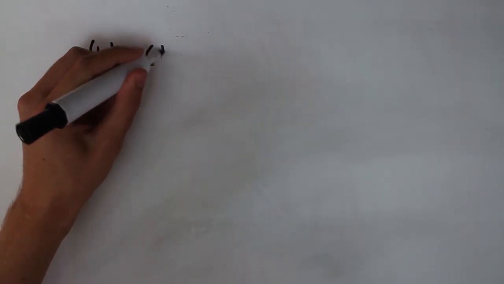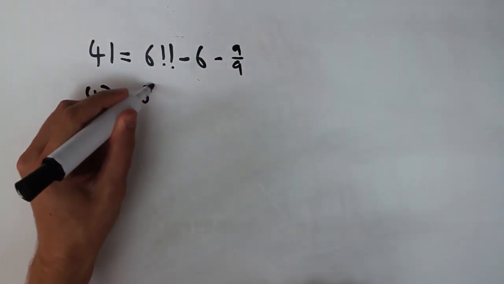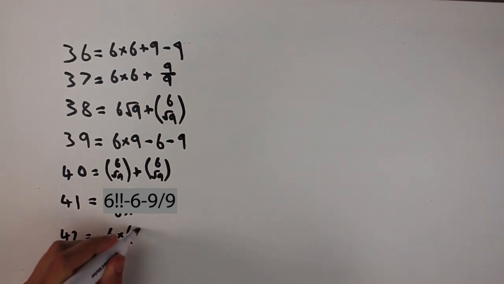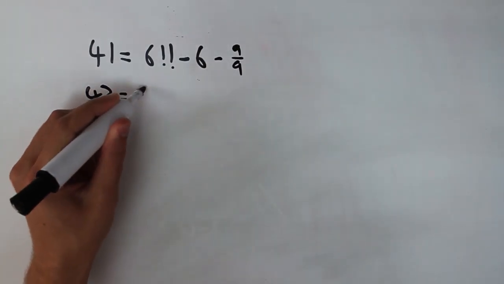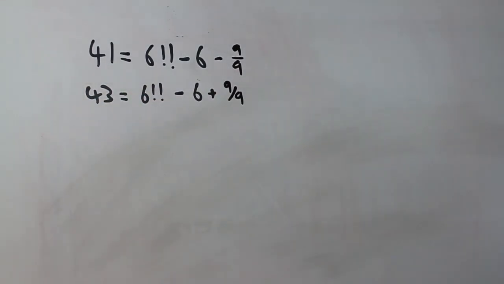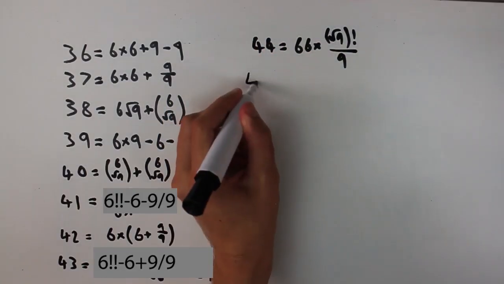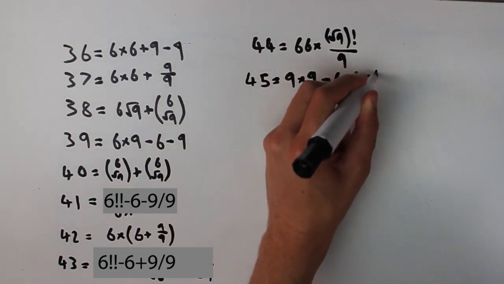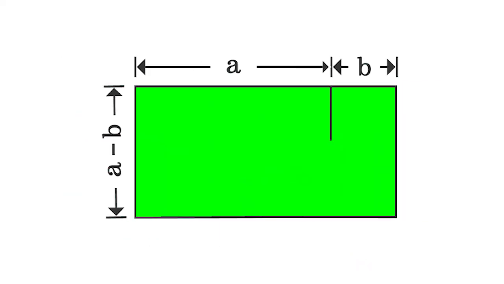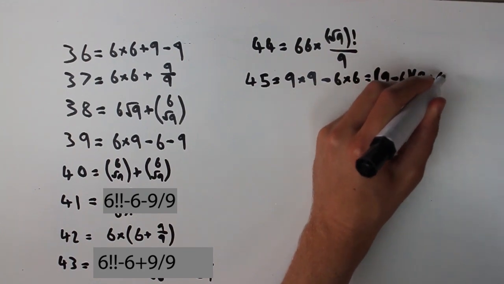41 is 6 double factorial minus 6 minus 9 over 9. 42 is 6 times 6 plus 9 over 9 in brackets. 43 is 6 double factorial minus 6 plus 9 over 9. 44 is 66 times root 9 factorial over 9. 45 is 9 times 9 minus 6 times 6. If you do difference of two squares, it's also 9 minus 6 times 6 plus 9.